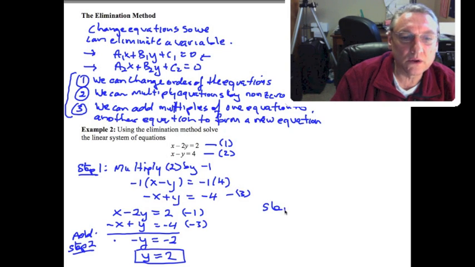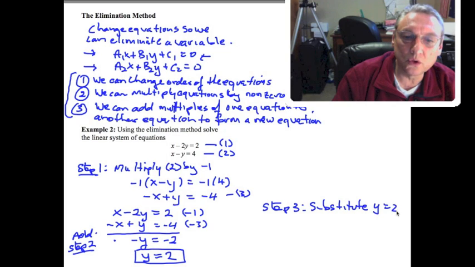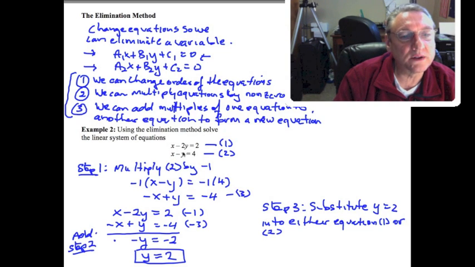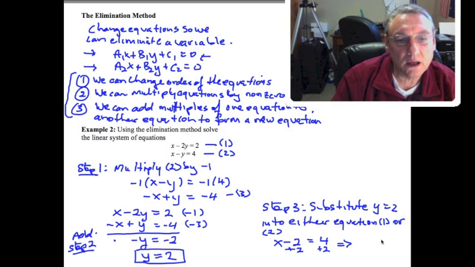Now step 3, substitute y equals 2 into either equation 1 or 2, it doesn't matter. So if I look at my equations, here we have y is equal to 2. I'm going to use it in equation 2. So let's choose equation 2 to do it in. Then we have x minus 2 equals 4, which means if I add 2 to both sides, this implies that we have x is equal to 6, which is what we had before.